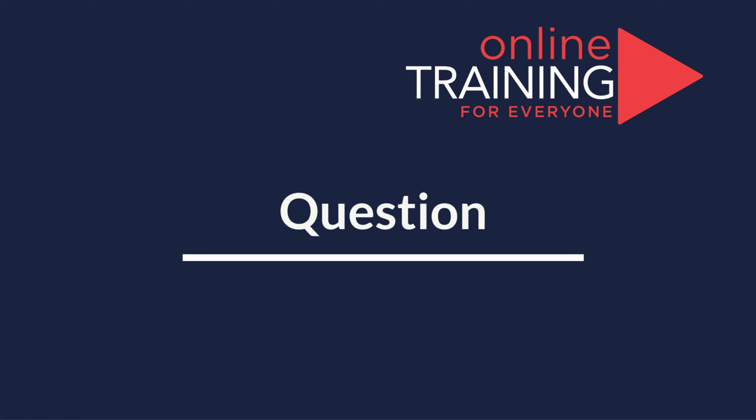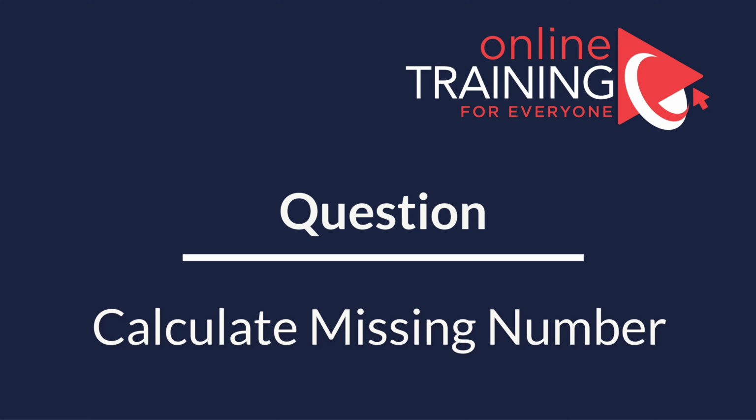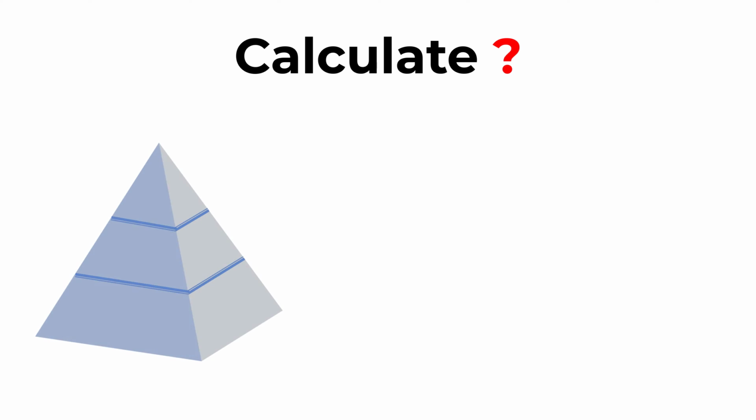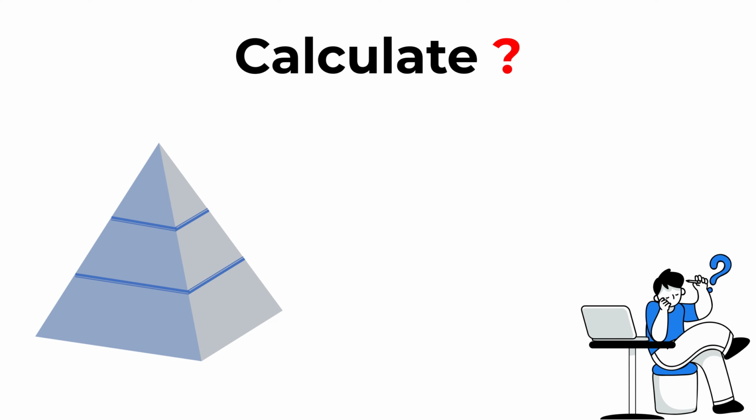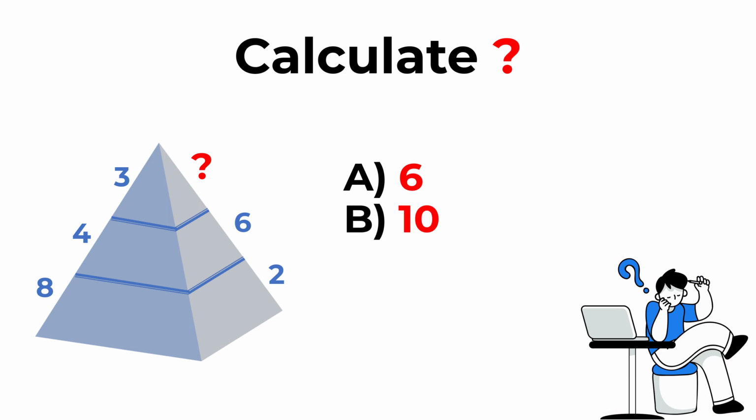Here's a cool question you frequently see on the test. You need to calculate the question mark, and you're presented with the 3-layer pyramid. On the bottom layer, you have numbers 8 and 2. On the middle layer, you have numbers 4 and 6. And in the top layer, you have numbers 3, and on the other side of the pyramid, you have a question mark. And this question mark can be one of those 4 values. Your choice A is 6, choice B is 10, choice C is 7, and choice D is 2. Do you see the answer?